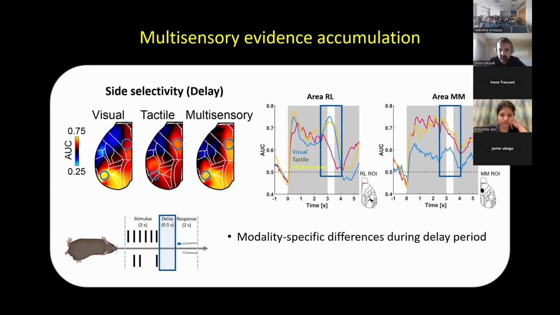And so I'm going to conservatively say that there are some modality-specific differences during the delay period, and it suggests that there could be different pathways for the accumulation of sensory information to guide behavior, right? So the information isn't immediately combined, and then there's a single integrated area that just goes up, but it seems like it actually remains in separate cortical areas for a longer amount of time, even after the stimulus is over.